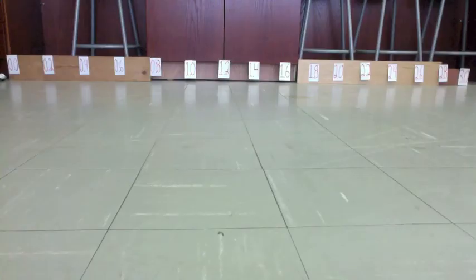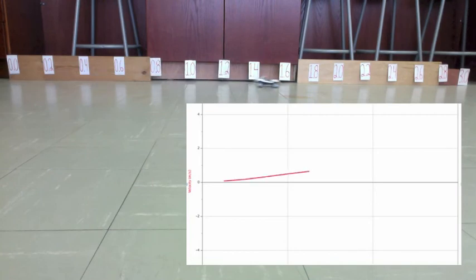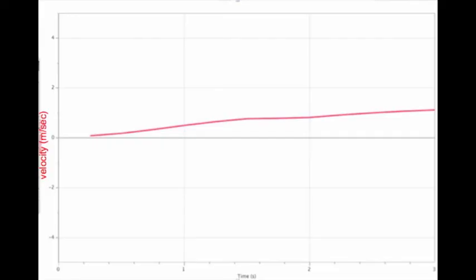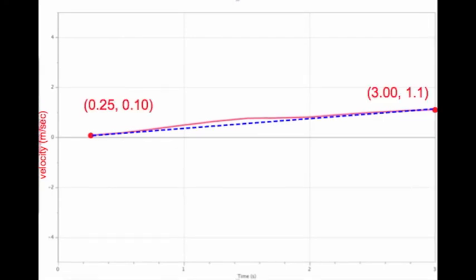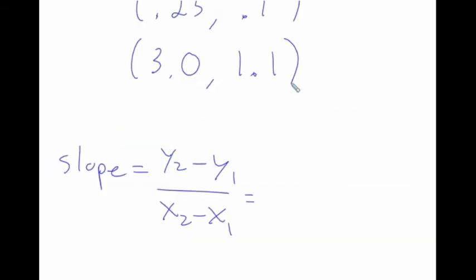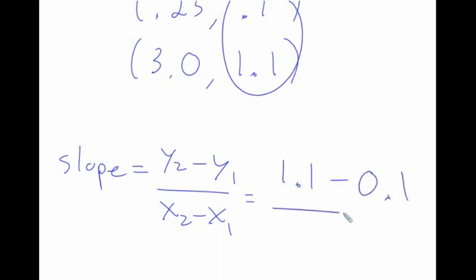Here's the motion detector graphing a velocity versus time graph for the small Jeep. To analyze this graph, we put 2 points. A line between them shows it's slanting up to the right, with the first point, 0.25, 0.10, and the second point, 3.0, 1.1. To find the slope of the line, all we have to do is subtract the y's, subtract the x's, and divide. Be sure to round the number to a tenth. The slope of a velocity versus time graph shows the acceleration.